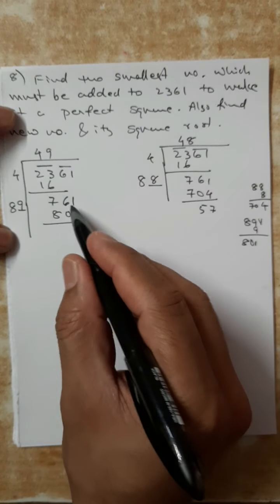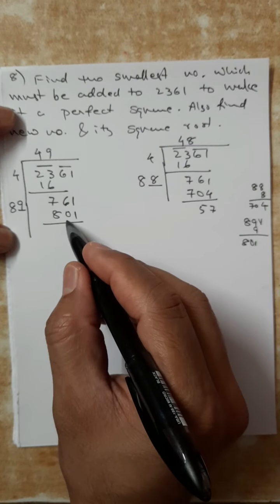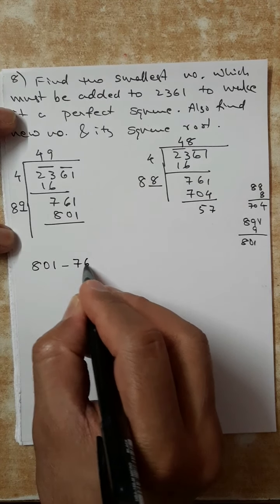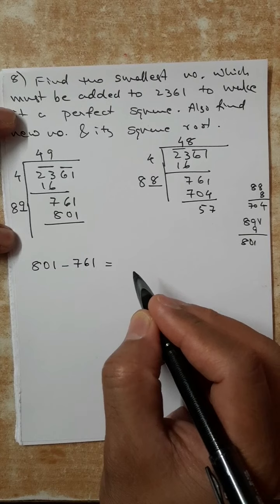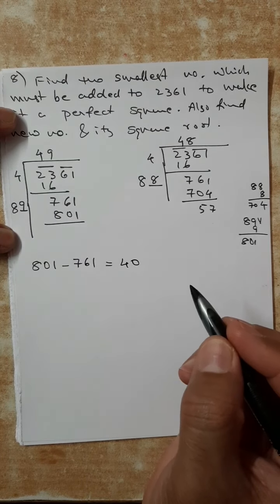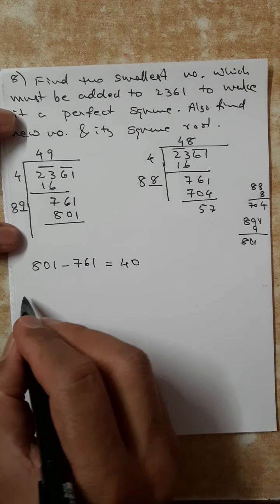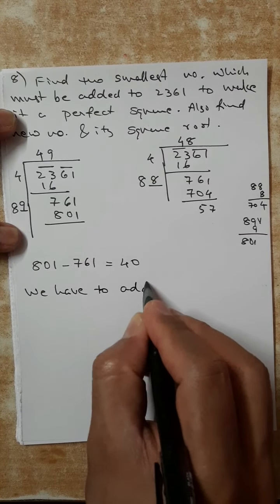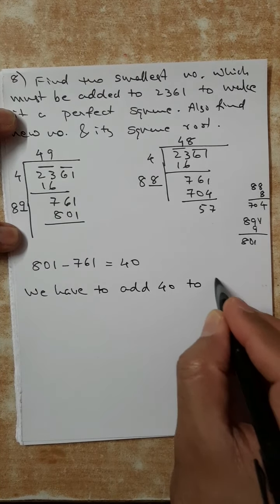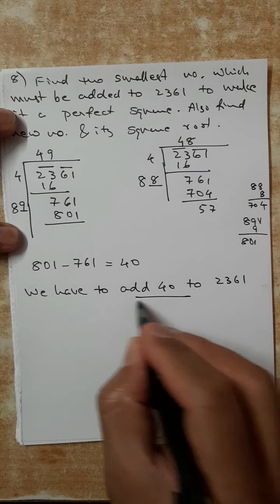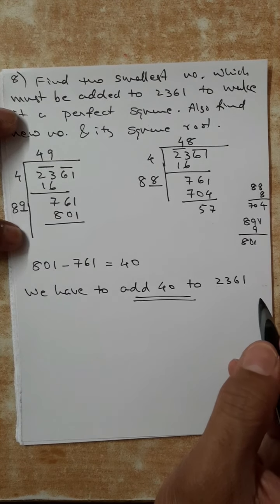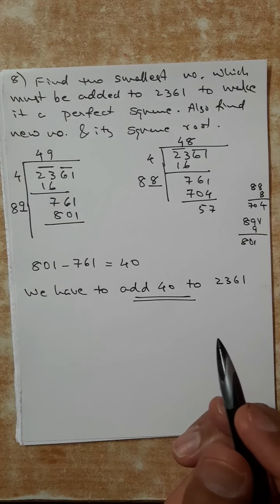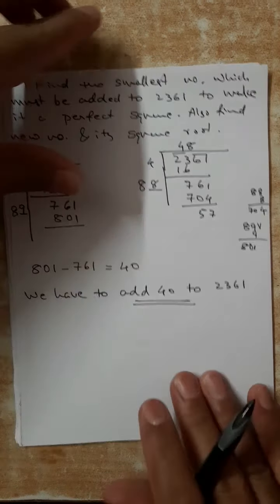So, I cannot do subtraction here because it is small minus big. So, I will do it separately. 801 minus 761. How much? 40. Now, we will say we have to add 40 to 2361 to make it a perfect square. Let me explain. What is the meaning? Yeah, I will explain with one example.